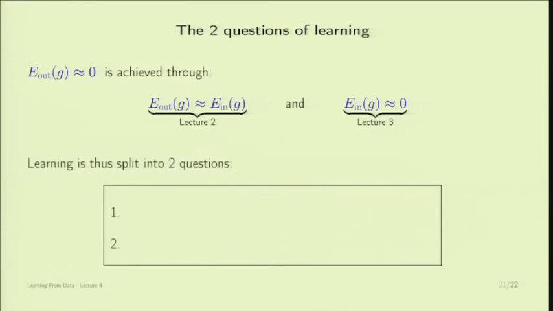Learning reduces to 2 questions. First question, can we make sure that the out-of-sample performance is close enough to the in-sample performance? This is a theoretical question, and we are going to spend 2 weeks answering this question.